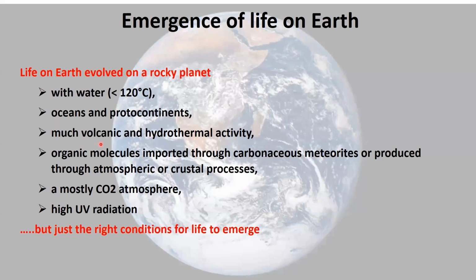Life emerged on a planet that was highly volcanic, with a huge amount of hydrothermal activity. The organic molecules were imported through carbonaceous meteorites, or produced in situ on the Earth through processes in the atmosphere or in the crust. The atmosphere was anoxic, mostly carbon dioxide. There was a high flux of radiation, but these were apparently just the right conditions for life to emerge.